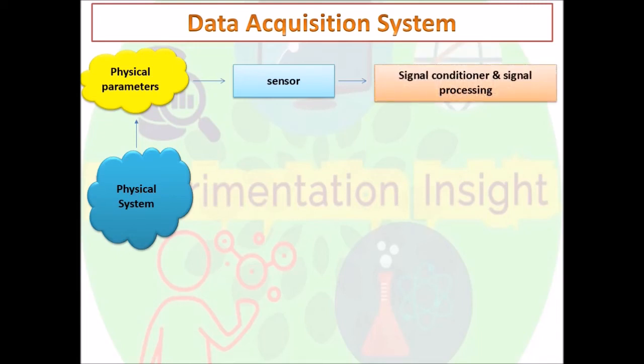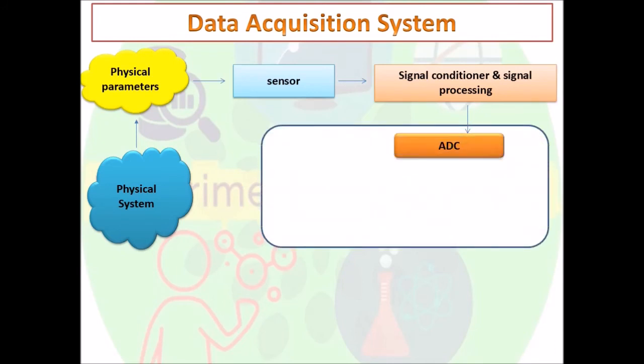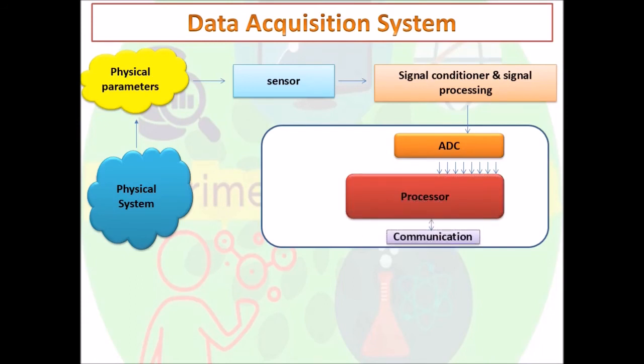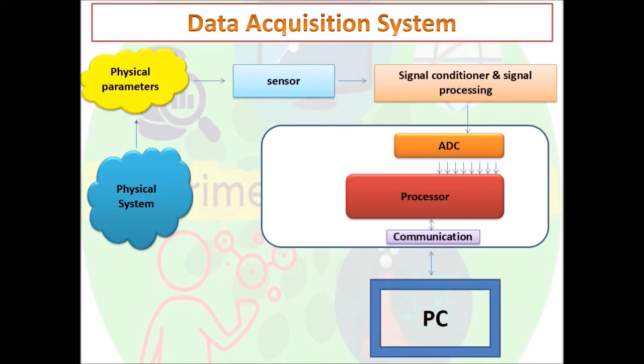The sensor's output is given to a signal conditioner, and in some cases signal processing is also required. After signal conditioning, the data goes to the ADC, which is nothing but analog to digital conversion. The digital output from the ADC goes to the processor. The processor frames the data and transfers it to the PC through different communications like USB, Ethernet, and in some cases RS-485, which is used when long distance communication is required.